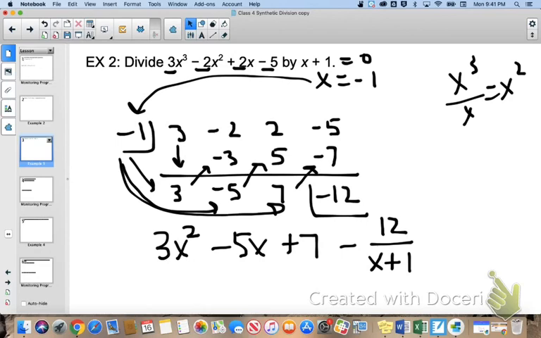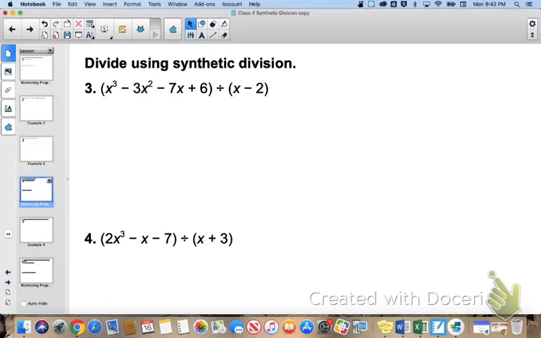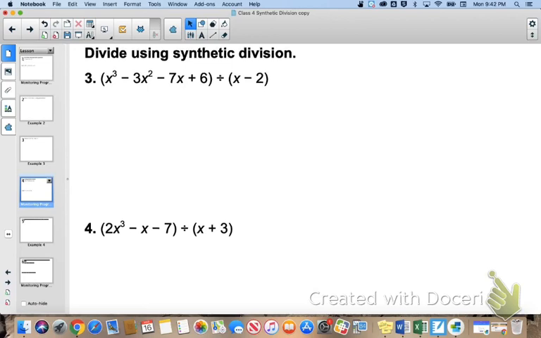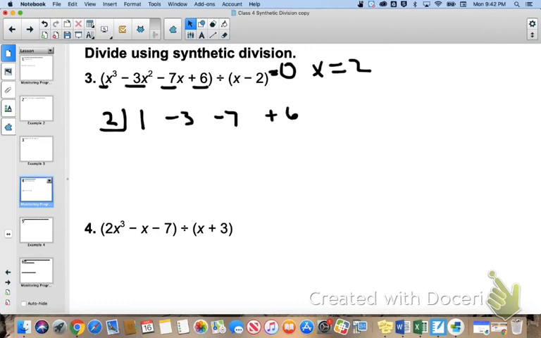Not bad. All right, so let's do another one, or 2, or 3, or 4. I'll do a few more with you before I set you off on your own. All right, so this one, again, x minus 2, set it equal to 0, you get x equals 2. So that's your divisor. And then on the inside, 1x cubed minus 3x squared minus 7x, and then plus 6.